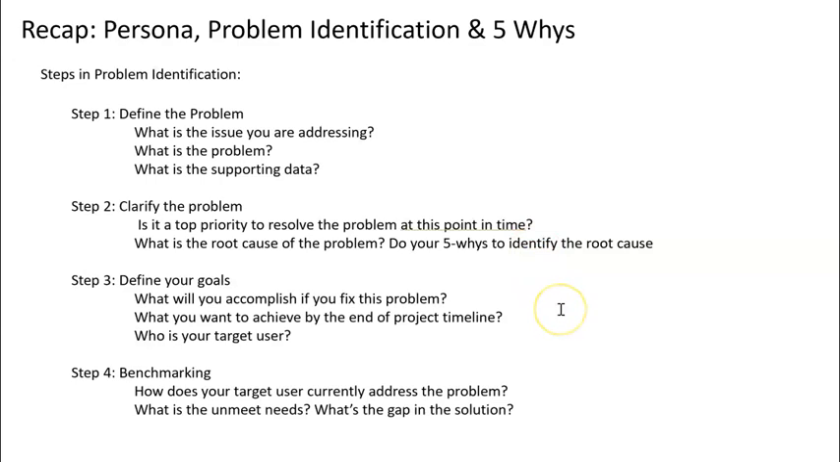Next, define your goals. So ask yourself, what will you accomplish if you fix this problem? What you want to achieve by the end of project timeline? And who is your target user or your persona? Step 4 is by doing benchmarking. How does your target user currently address the problem? What is the unmet needs? And what are the gaps in the solution?